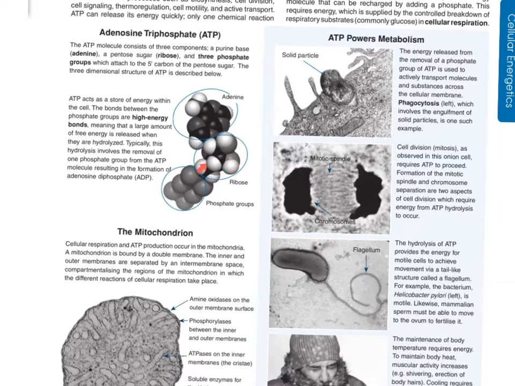But this is just a model that just shows you the molecule as a whole. You don't need to be able to draw this, right? But you know you have ribose, you have 3 phosphate groups, and you have adenine.